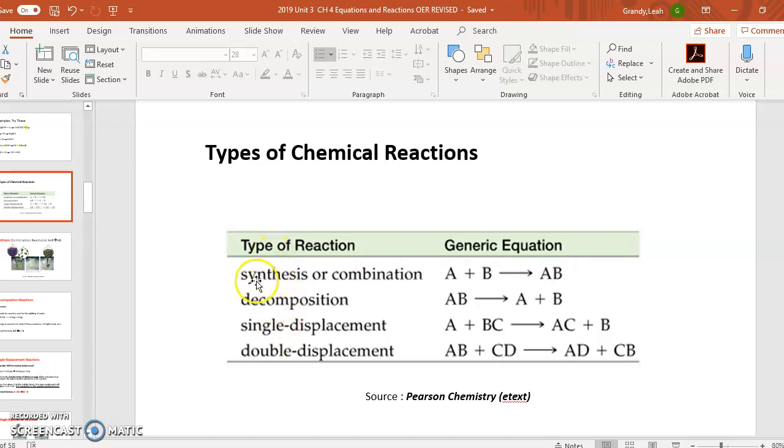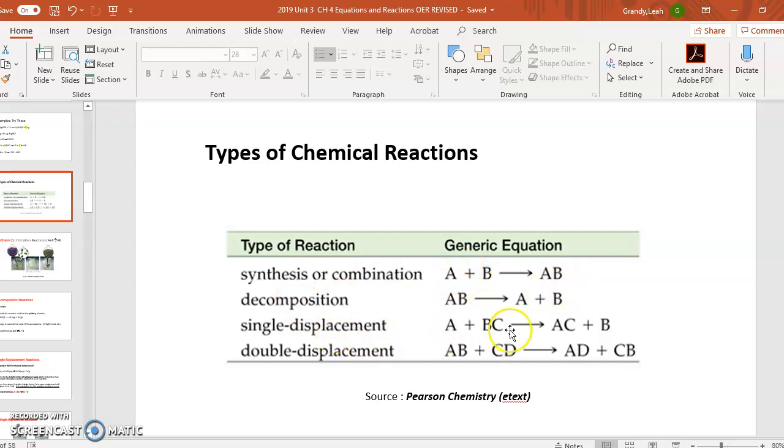But starting with synthesis or combination, think of this as element or compound. A and B can represent an element or a compound. So we could have 2 elements, 2 compounds, or 1 of each. A plus B make AB. Notice that decomposition is the opposite. Decomposition is breaking, undoing it, if you will. Notice how these 2 are complete opposites.